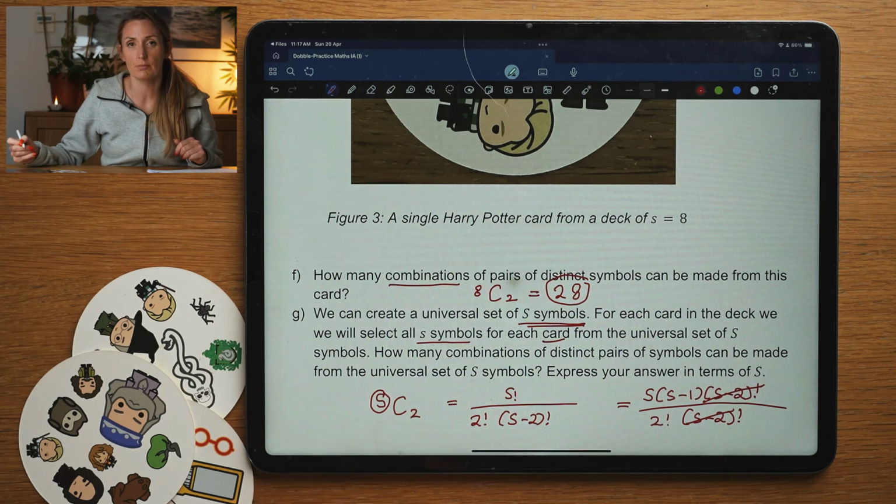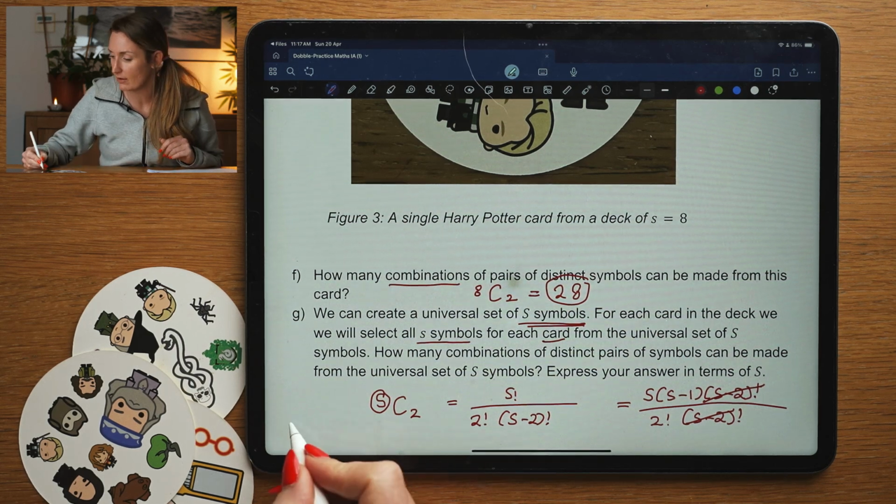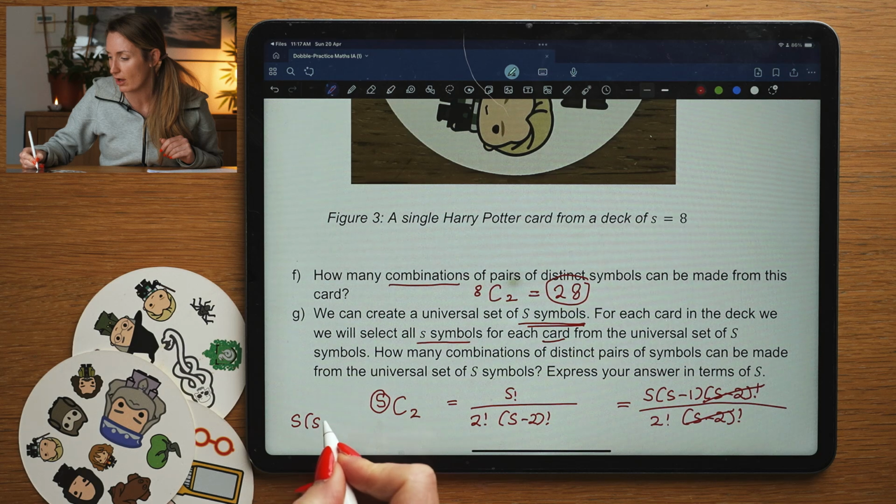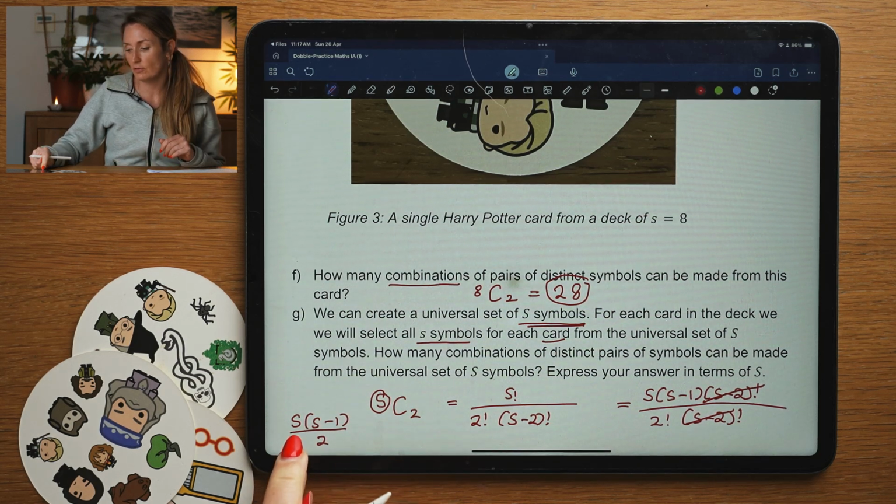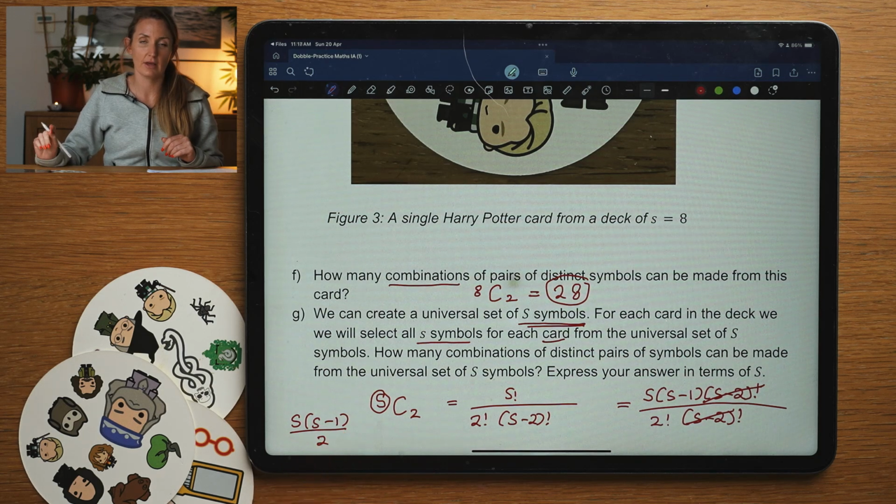So the total number of pairs throughout the entire deck, if I looked at every single card and wrote down all of the pairs and kept a record, would be the total number of symbols times the total number of symbols minus 1 divided by 2. That's the end of the next series of maths where we looked at distinct pairs, and this is really important in creating the generalization that we're going to be after.